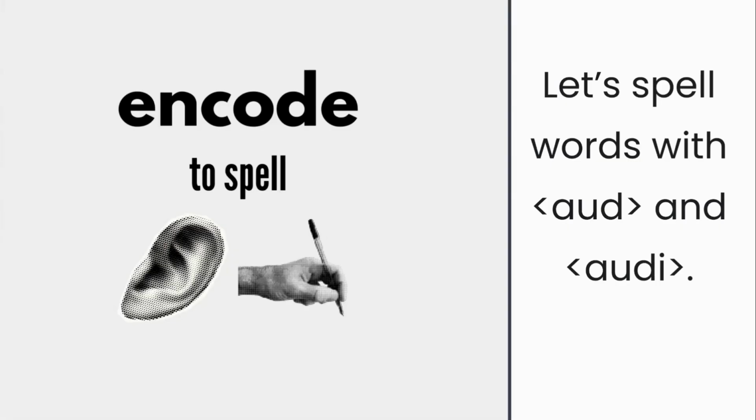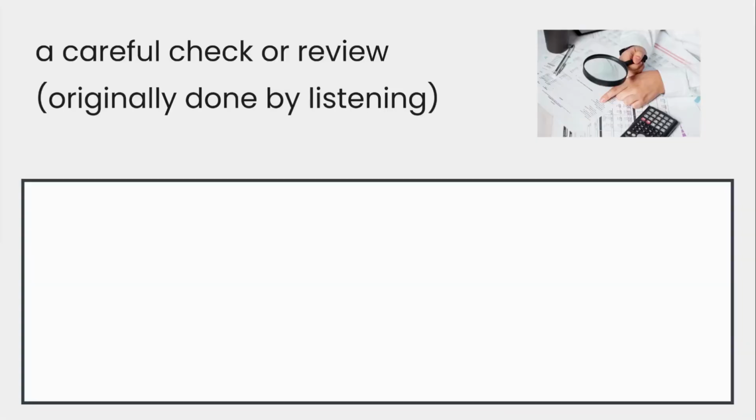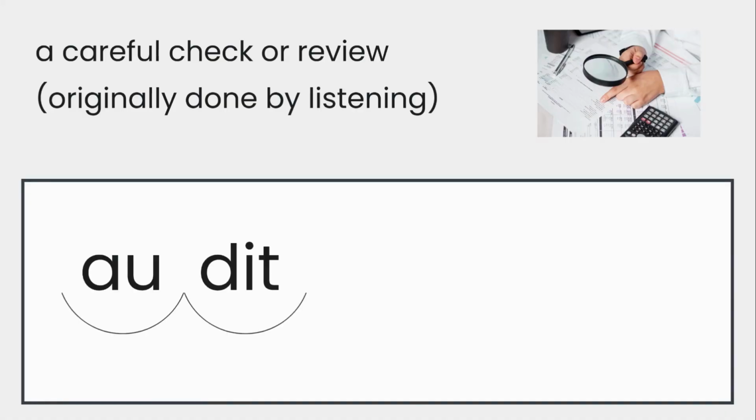Now let's spell some words with these roots. To audit something is to check it very carefully. It was originally done by listening. How many syllables are in audit? Audit. Tap out the sounds in each syllable. Audit.